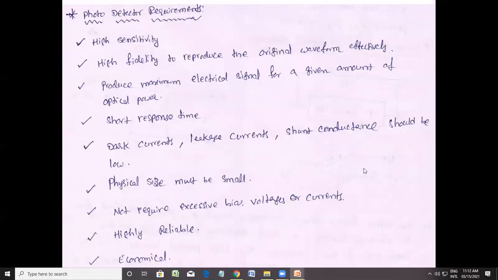Now we are going for photodetector requirements. What are the photodetector requirements? I think the first one is high sensitivity.